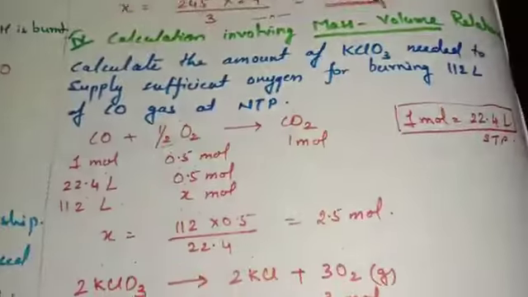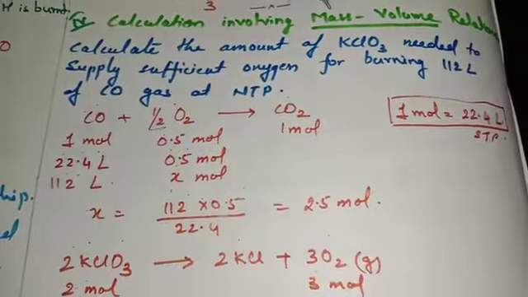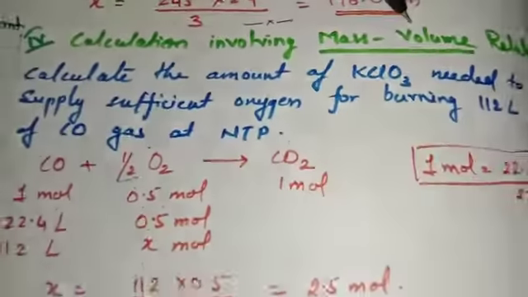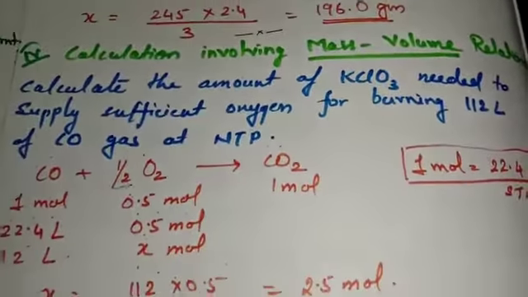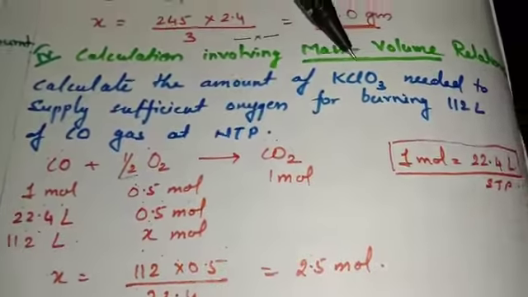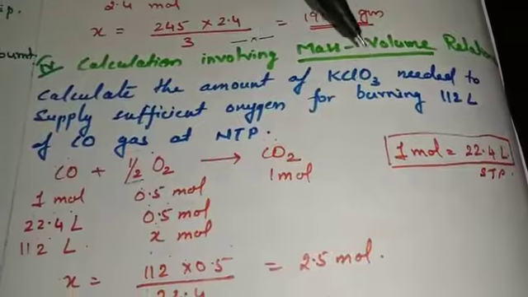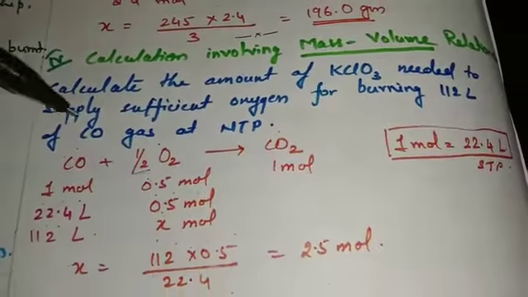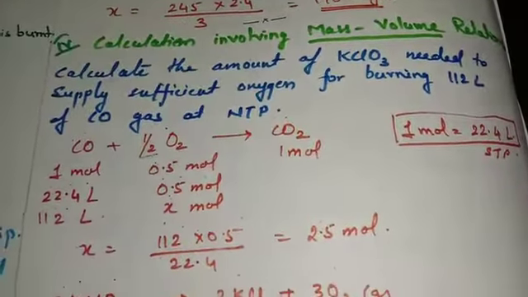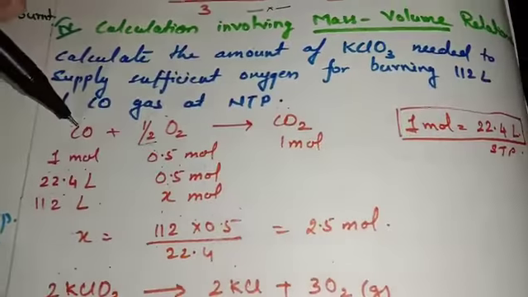Mass-volume relationship, that means for one of the reactants we have to consider the mass, and for another we have to consider the volume. It can be either reactant or product. So, calculate the amount of potassium perchlorate needed to supply sufficient oxygen for burning 112 liter of carbon monoxide gas at NTP. Again, the first step is to write down the balanced chemical equation.